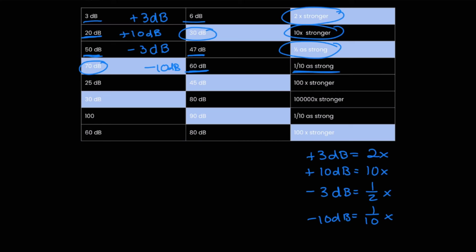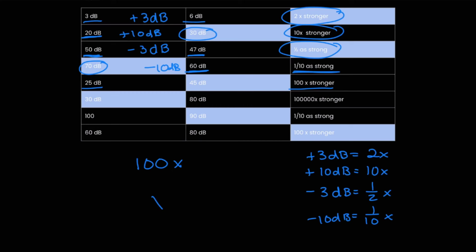The next row down tells us that we have started with a 25 decibel wave and that it is 100 times stronger. So we have to calculate how many decibels this wave increased to create a wave that is 100 times stronger. So we are going to work on figuring out what factors can get us to a 100 factor.